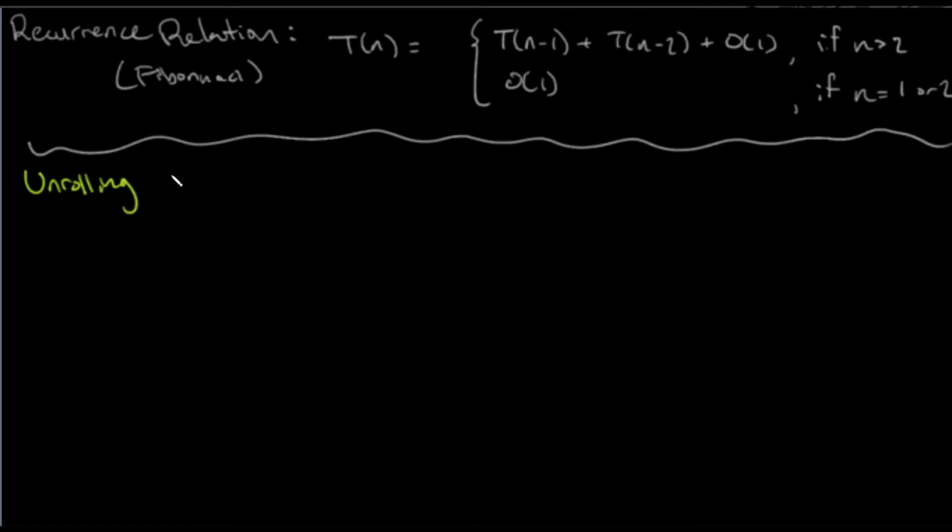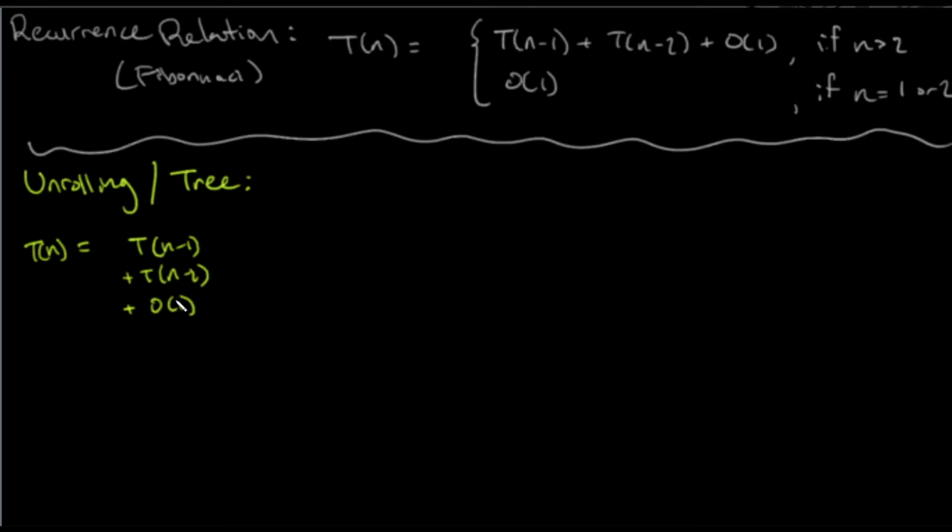The unrolling method, some people might call it the tree method. And what this method is, again, is we're going to start with just a tree with just one node in it. That node being T of n, no branches, nothing else. And we're just going to repeatedly apply our recurrence relation until we start to see a pattern emerge. So T of n is exactly equal to T of n minus 1 plus T of n minus 2 plus O of 1.